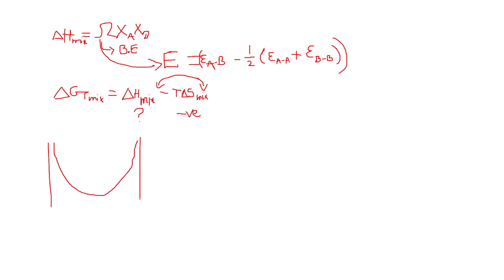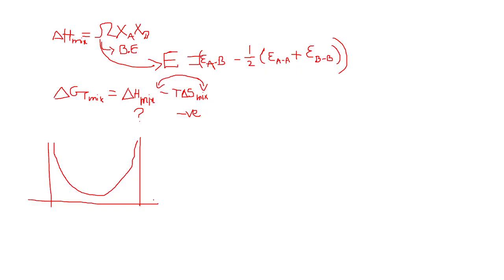So more or less it will look like this. So RT[XA ln XA + XB ln XB] is a parabola, an inverted parabola we can call it. Now what happens if my delta H mix is negative? The first case, the delta H mix is negative.